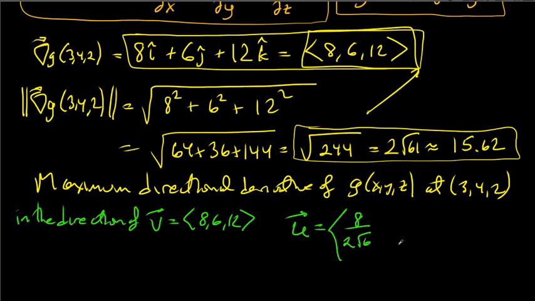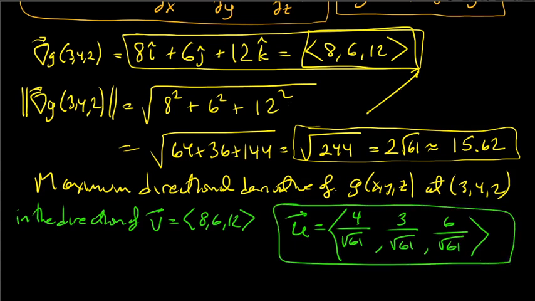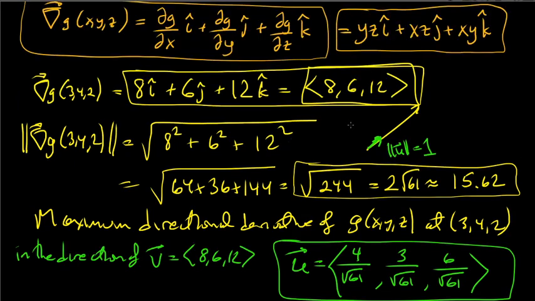Oh, we can simplify. So 4 over the square root of 61, 3 over the square root of 61, and then 6 over the square root of 61. So now we get a unit vector in that direction. Instead of this yellow vector here, you get a unit vector with magnitude 1. So that picks out the direction if you want to increase your temperature the most.